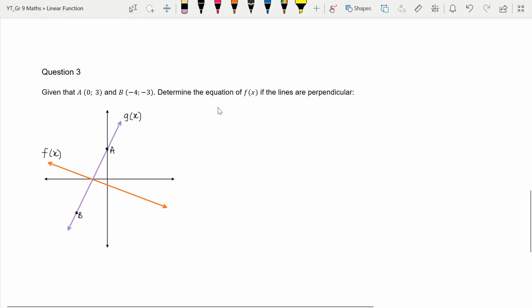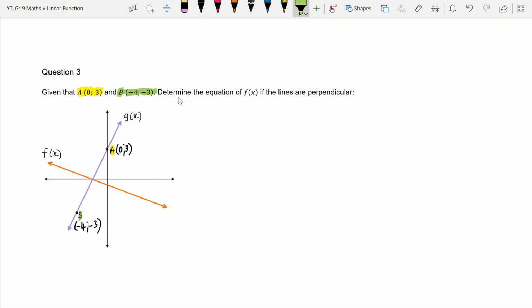Third and last question. Given that A is over there, okay, so they gave us where A is, but they didn't indicate A on the diagram. So I'm just going to put that in there. A is (0; 3). And then they gave us B. B has that coordinate. Okay, we can see where B is, but they didn't put the coordinate on there. So I'm going to put that as (-4; -3). You don't have to do that if you don't want to.